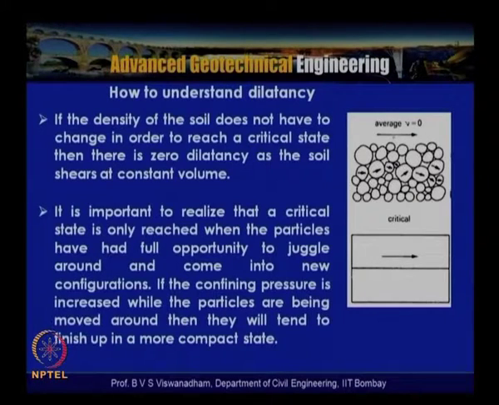Now, we said that at constant volume, the friction angle is also called the critical friction angle, or phi CV. If the density of the soil does not have to change in order to reach the critical state, there is zero dilatancy as the soil shears at constant volume. But it is important to realize that a critical state is only reached when the particles have had a full opportunity to juggle around and come into new configurations. That means this state is achieved progressively, and if the confining stress is increased while particles are being moved around, they will tend to finish up in a more compacted state, so that arrangement will not happen.